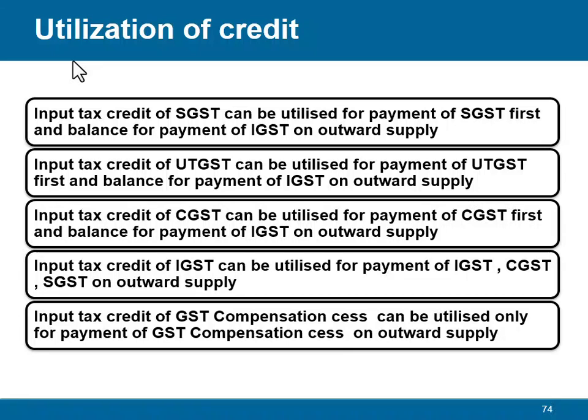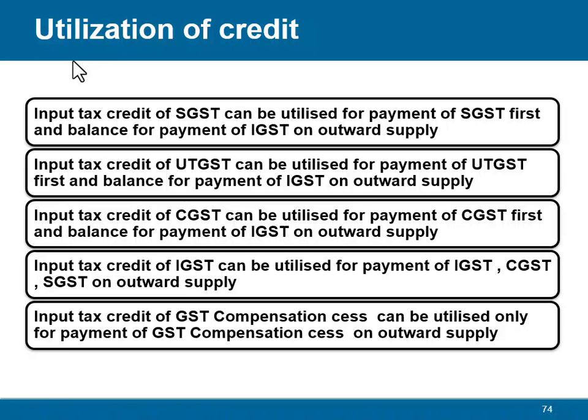Input tax credit of SGST can be utilized for payment of CGST first, SGST first. तो अगर आपने SGST पे करा था माल खरीदने पे और माल बेचने पे आपने जो SGST पे करना है उसी का ही आप क्लेम कर सकते हो. SGST input can be claimed against the SGST output, ठीक है, and balance for IGST. अगर कुछ बच गया तो फिर IGST. Okay, fine. Just listen to it. You may not follow 100%, but in the example you will follow it completely.